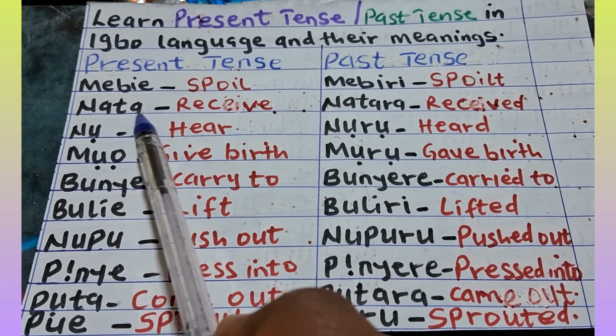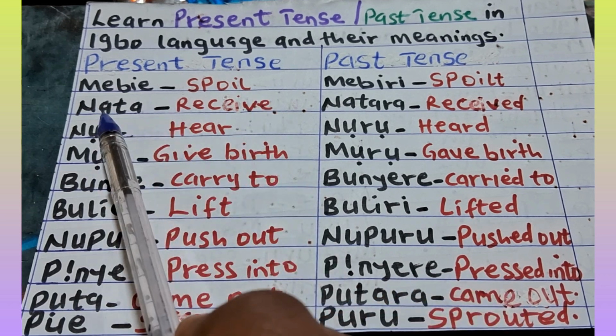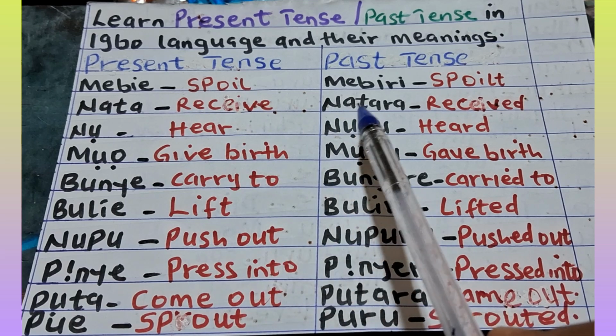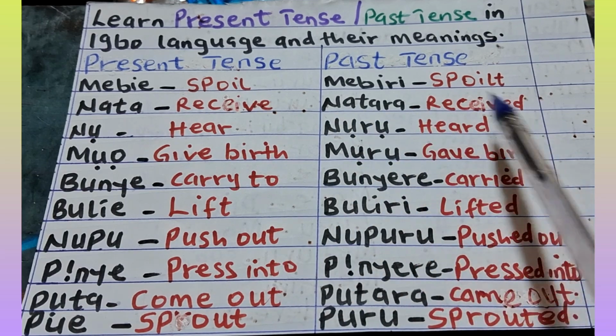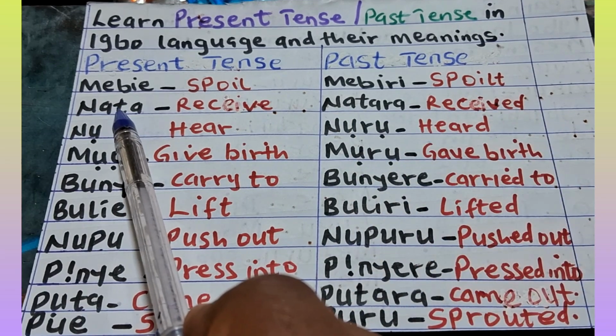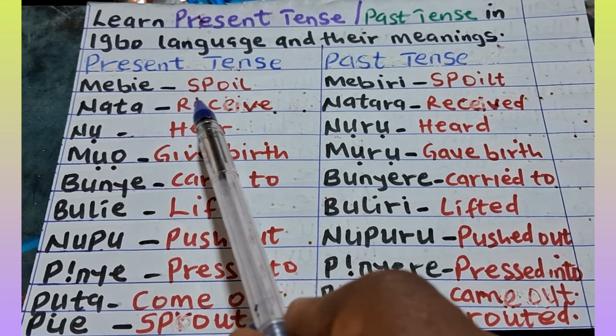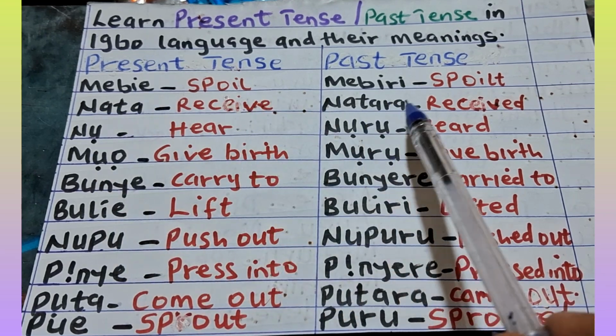Another one is nata, receive. Nata, receive. Past tense of nata is natara, received. Now equally remove this t and put re. It becomes nara, received.